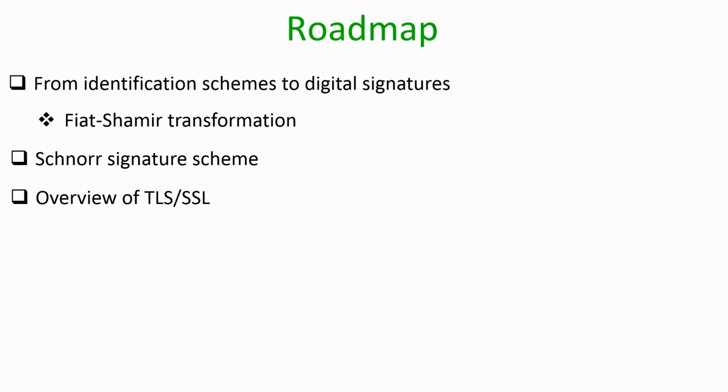In this lecture we will discuss a very powerful transformation or heuristic which we call the Fiat-Shamir heuristic, which allows us to obtain digital signature schemes from any secure identification scheme. Then we will see how to apply this transformation to the Schnorr signature scheme to obtain a digital signature scheme based on the discrete log assumption. And finally, we will see an overview of the TLS and SSL protocols.